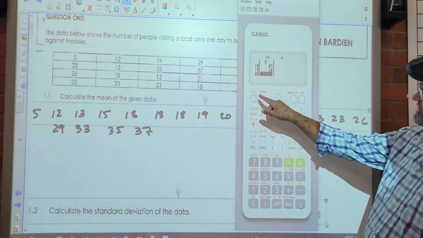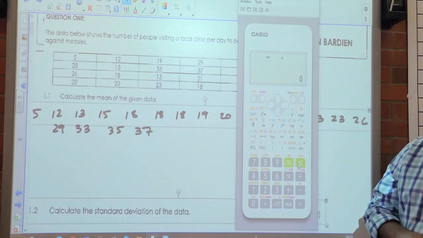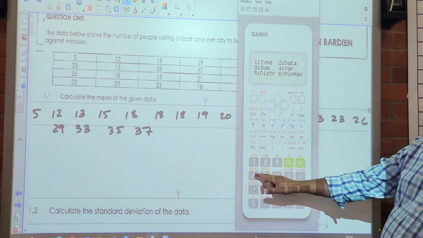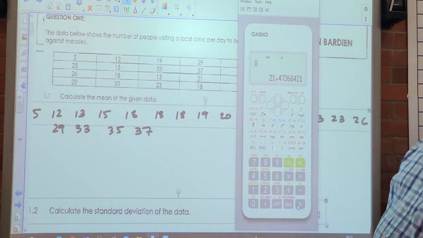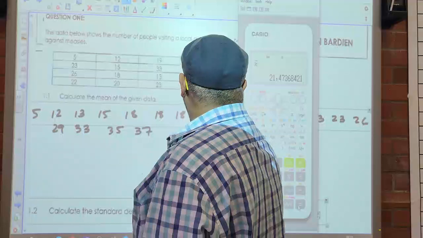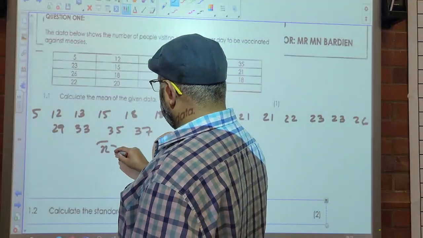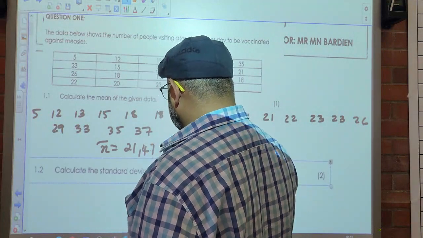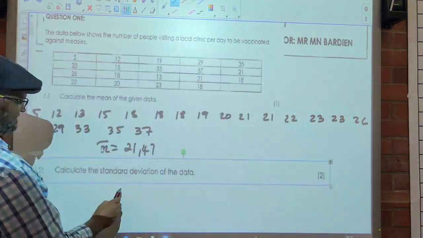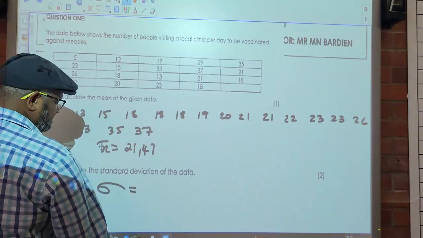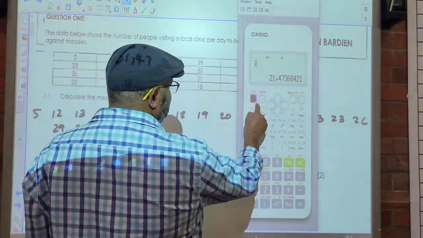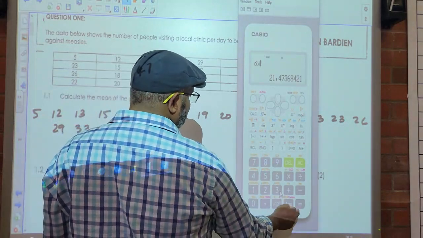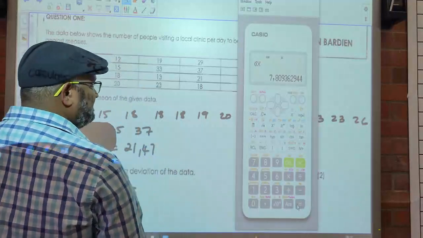So what do I do from here? I press AC to clear the calculator to store the information. I press shift 1, 4 for variance, 2 for mean. The mean is 21.47. The next question is to calculate the standard deviation of the data set. We press shift 1, 4 for variance, 3 for standard deviation. 7.81.